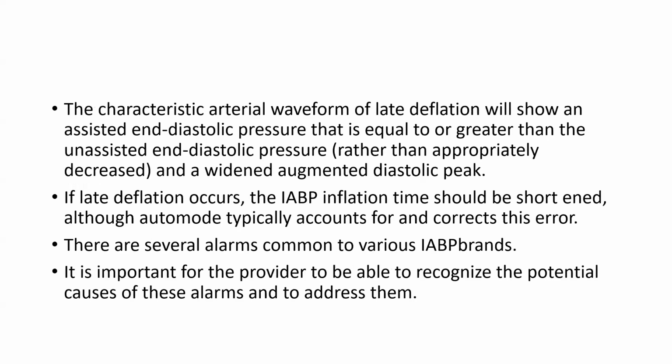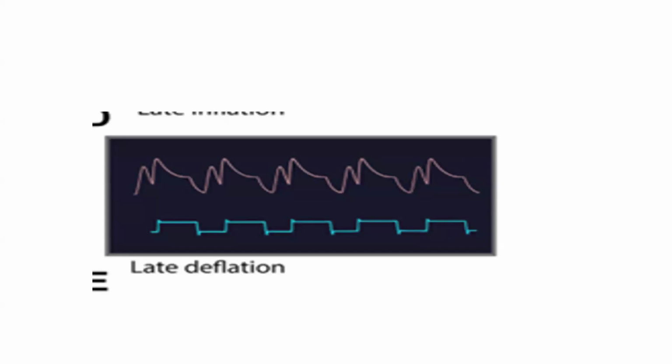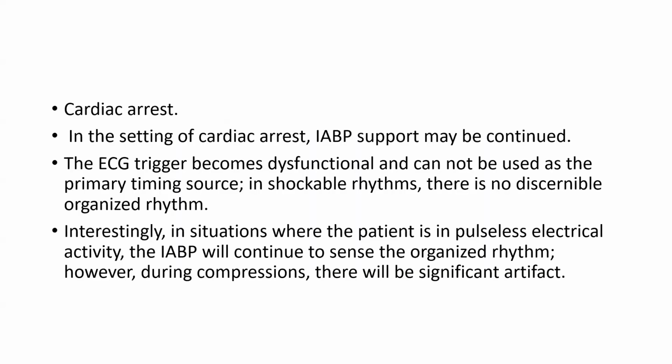The characteristic arterial waveform of late deflation will show an assisted end diastolic pressure that is equal to or greater than the unassisted end diastolic pressure and a widened augmented diastolic peak. If late deflation occurs, the IABP inflation time should be shortened, although auto mode typically accounts for and corrects this error. There are several alarms common to various IABP brands. It is important for the provider to be able to recognize the potential cause of each alarm and to address it. This is the diagram representative of late deflation.